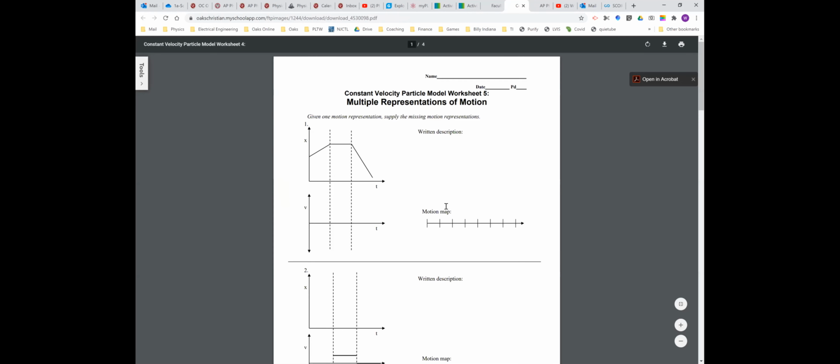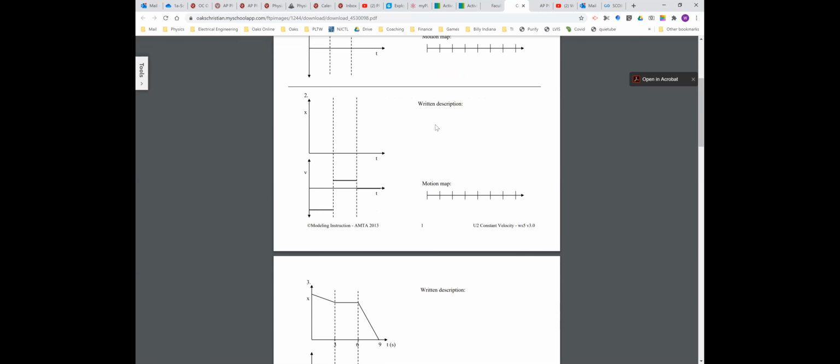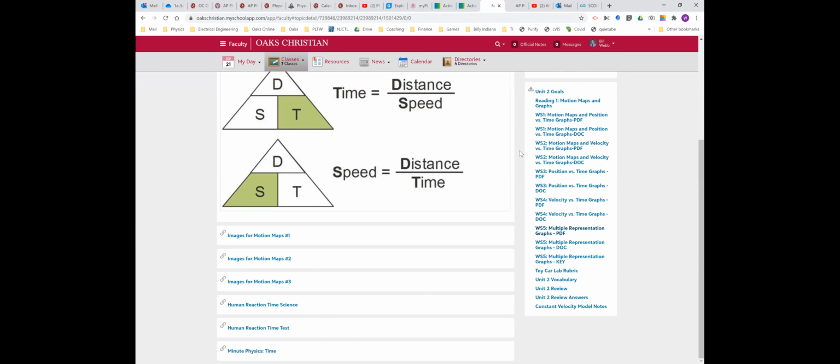If you open it up, this one gives you a position time graph, and you have to put it in words, make a motion map, and do a velocity time graph for it. The next one gives you velocity time, and then you have to convert it the other way. And so sometimes it gives you the words and you have to convert it. Sometimes it gives you the motion map and you have to convert it. It's basically just a lot of practice doing those different kinds of graphs and motion maps. And the key is right here, so you can check if you're on the right track.